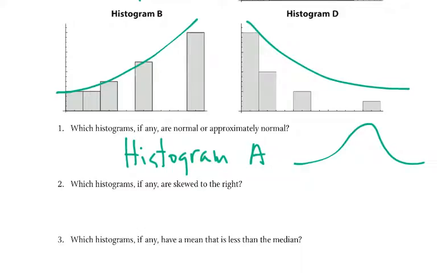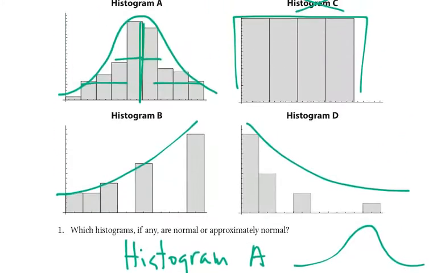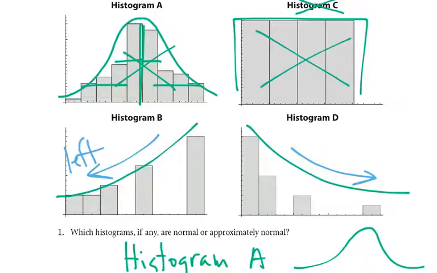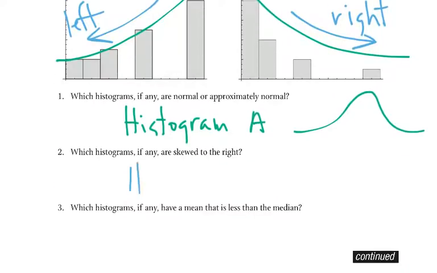Okay, number 2, which histograms, if any, are skewed to the right? Now, that's definitely not skewed. That's definitely not skewed. So it's either B or D. Now, looking at these, remember that the way the curve goes to, that's what we say, skewed. So histogram B would be skewed to the left. Histogram D would be skewed to the right. I know that seems opposite of the way you want to think about it, but that's how they determine it. So it would be histogram B.